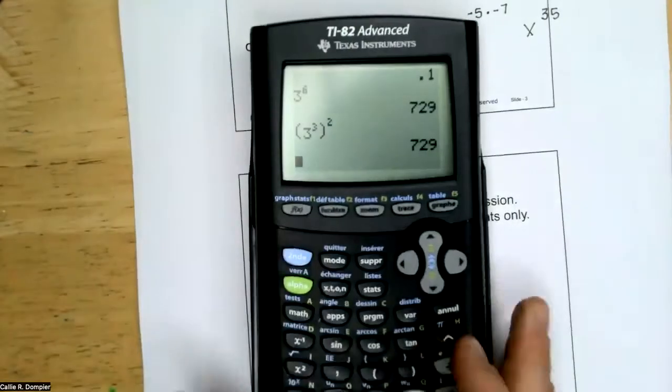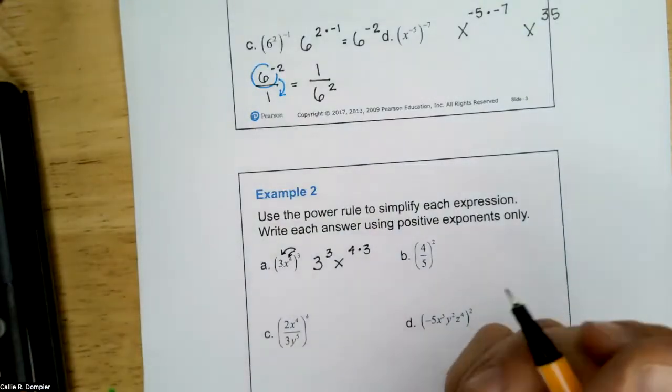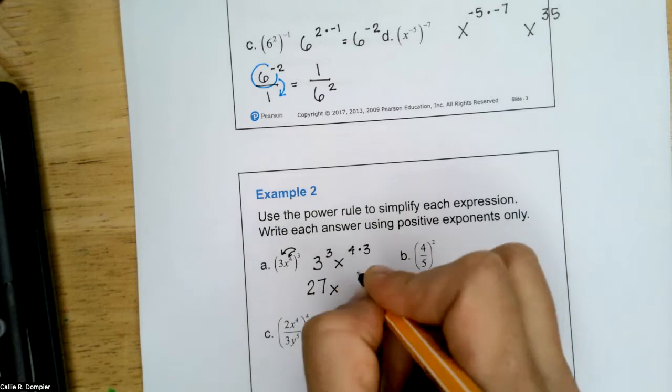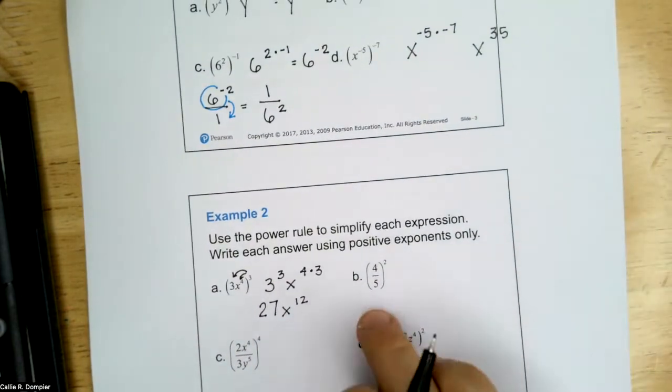3 to the third power, you can put in your calculator. It's 27 because 3 times 3 is 9, 9 times 3 is 27. So we have 27x to the 12th because 4 times 3 is 12. Everything was positive in that one.